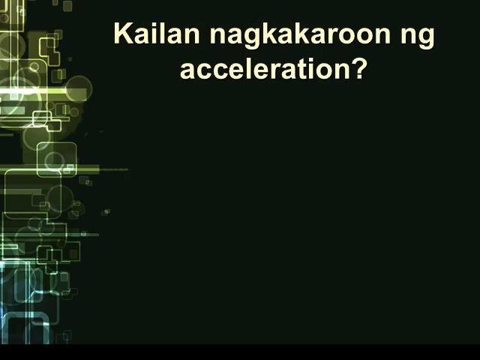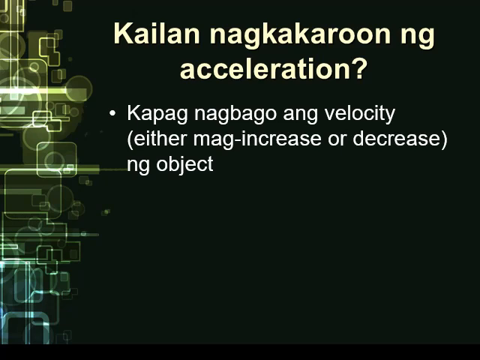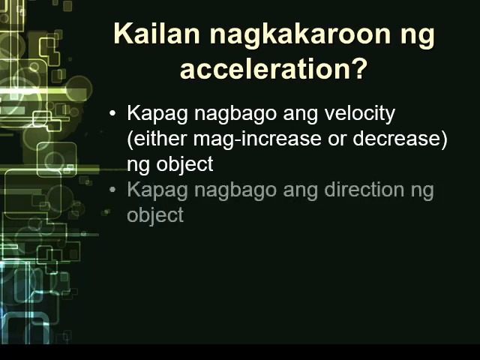So, kailan tayo nagkakaroon ng acceleration? So, merong different scenarios. Yung unang scenario, kapag nagbago ang velocity. Ibig sabihin, pwedeng bumagal o bumilis siya. So, either mag-increase or mag-decrease ang velocity ng object. And then, yung second naman is, kapag nagbago ang direction ng object. So, for example, dati siyang papunta ng north, tapos bigla siyang nag-turn sa east. Okay, so yun, meron kang change in direction, kaya meron ding acceleration doon, kahit na hindi nababago yung velocity niya.